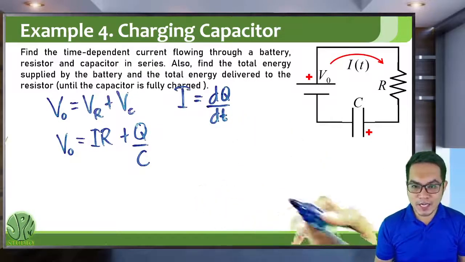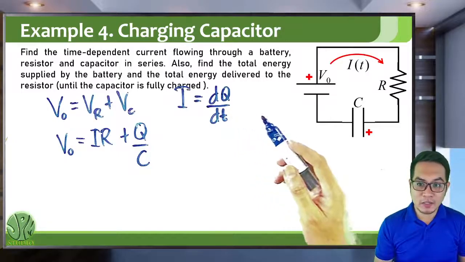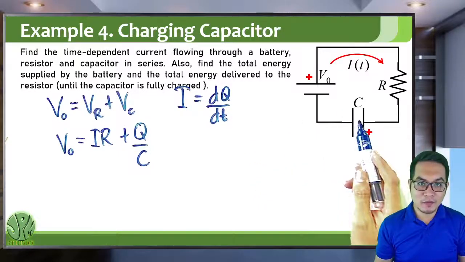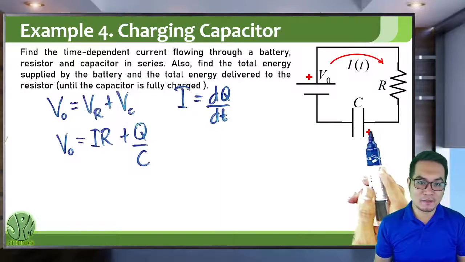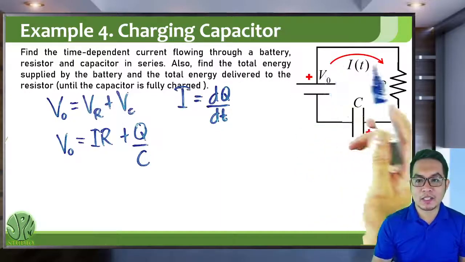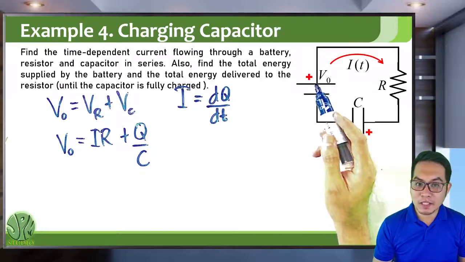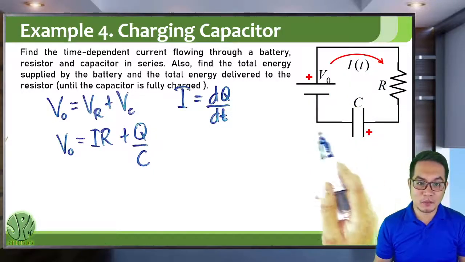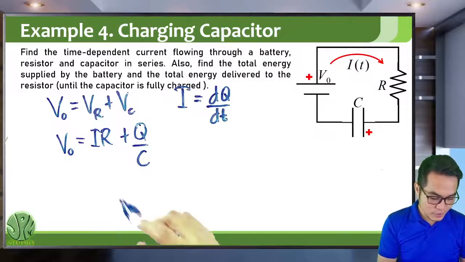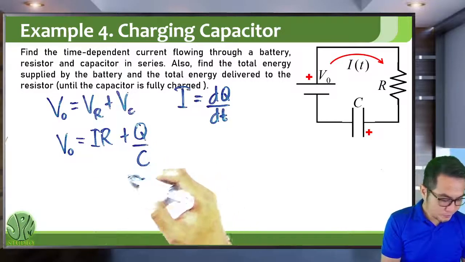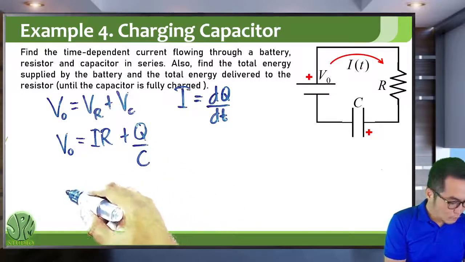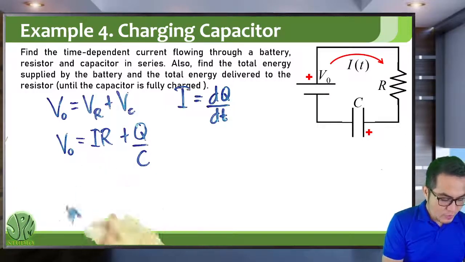In the previous case, I is negative dq dt because the charge in the capacitor was decreasing, because it was giving it to the resistor. But here, the voltage supply, the battery, is actually giving charge to the capacitor, so it's increasing in this case. So this is dq dt. We can actually solve for I here.